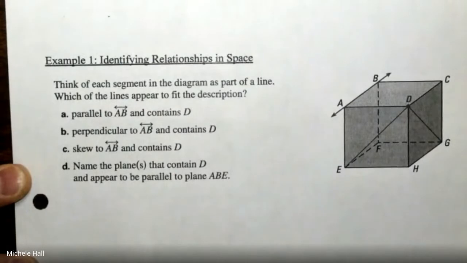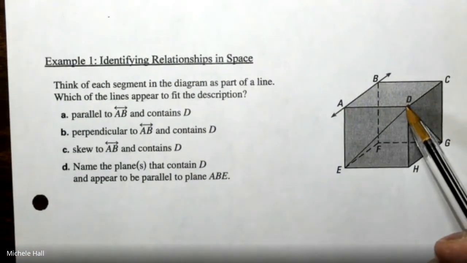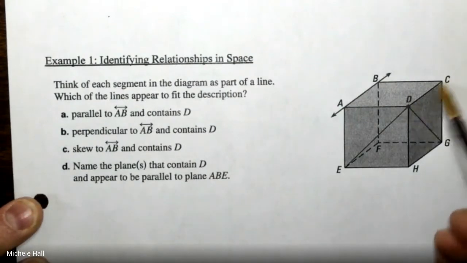Example 1, identifying relationships in space. Think of each segment in the diagram as part of a line. Which of the lines appear to fit the description? A says parallel to AB, and it contains D. So I'm looking at D, and then I'm looking at line AB. Start with that. D and AB. Parallel to AB, and it contains the point D. So here's AB, and here's point D. What would be parallel to AB? Exactly. And so you could say that DC.